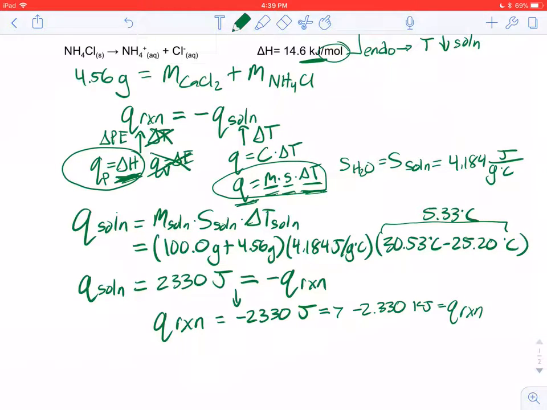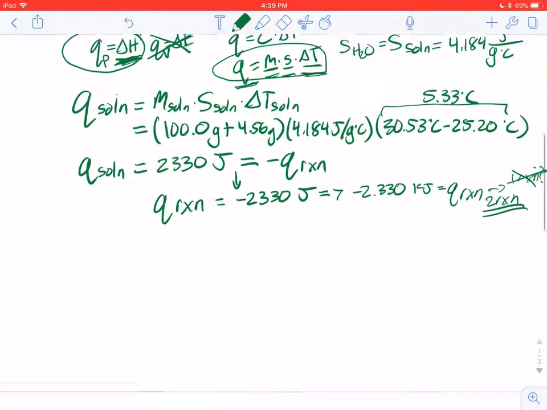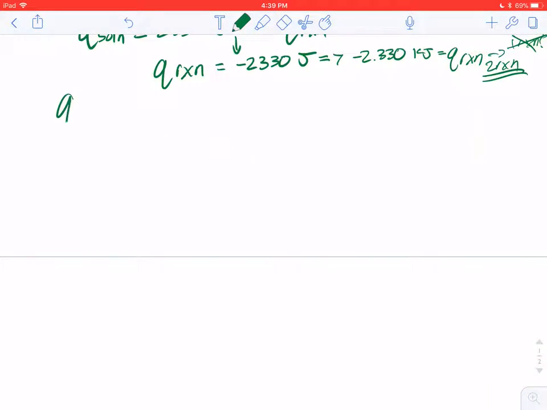Now, normally this would only correspond to one reaction. Okay, but we have two reactions here. We actually have two concurrent reactions occurring. So that would mean the Q of my reaction now is equal to whatever reaction occurs with my calcium chloride plus whatever reaction occurs with my ammonium chloride, because we have a mixture of both of these.